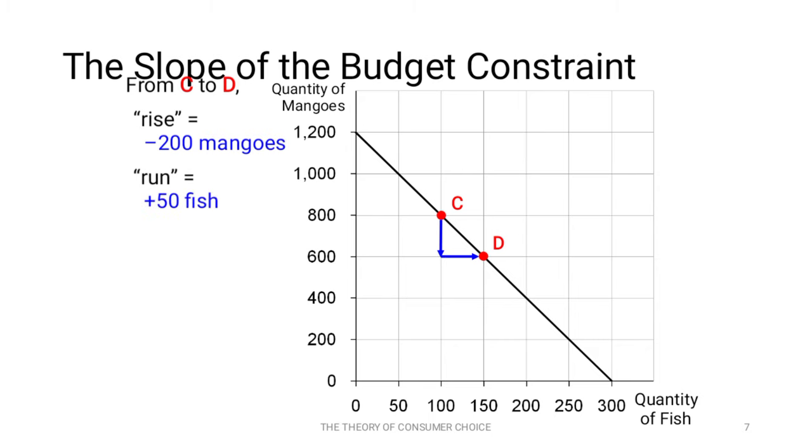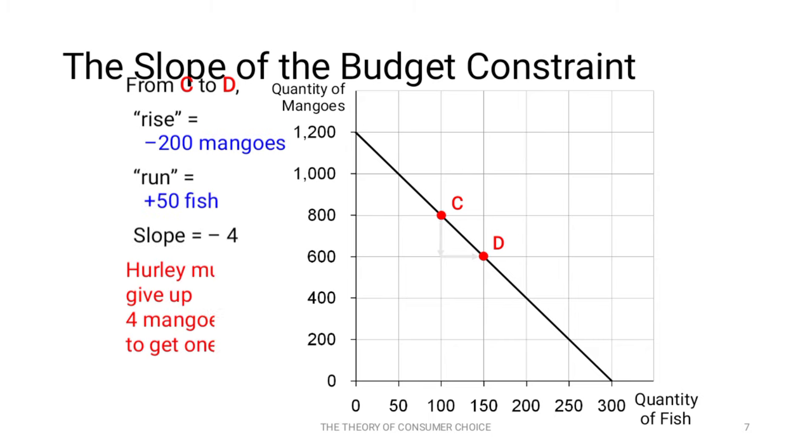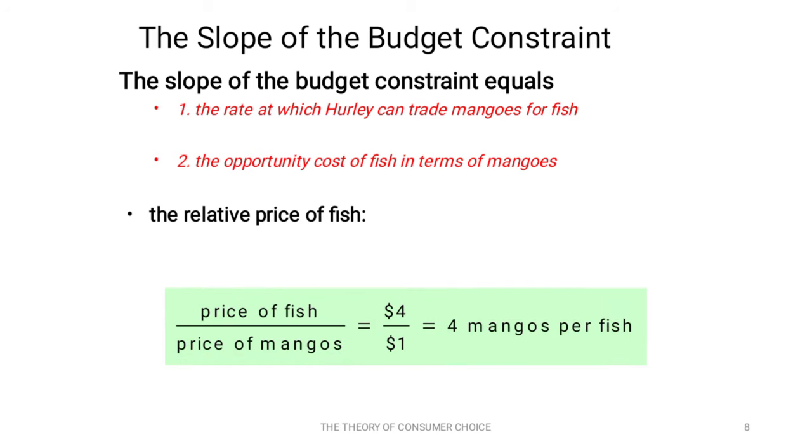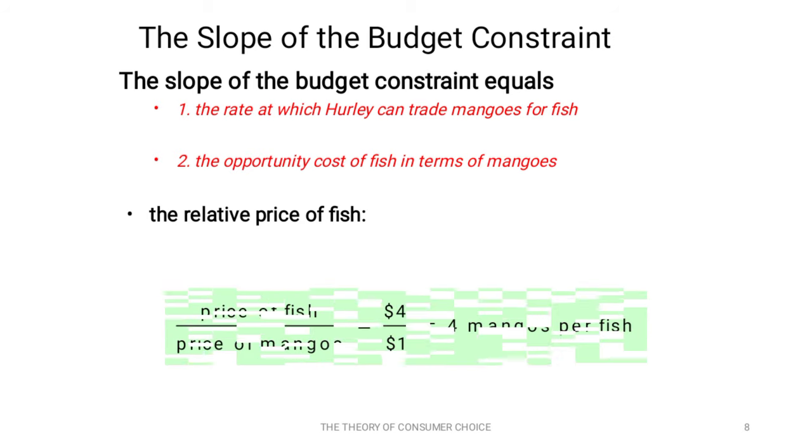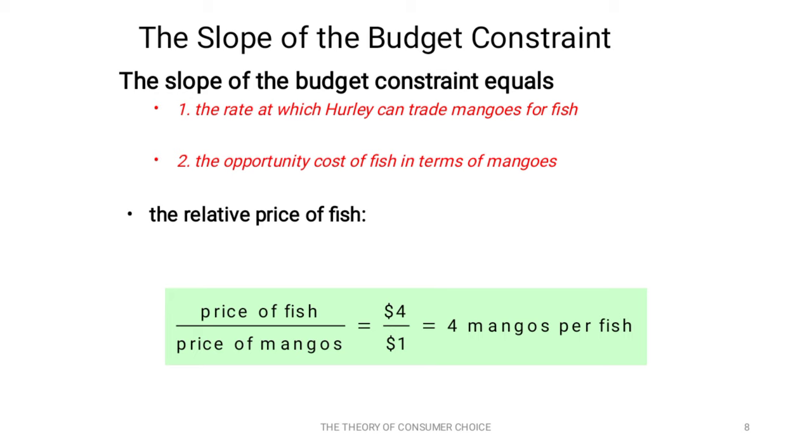200 mangoes and then 50 fish. So the slope is always going to be negative because of the downward slope. There's an inverse relation, so it means that Halim must give up 4 mangoes to get 1 fish. That's what the slope means. So the slope of the budget line is the rate at which Halim can trade off mangoes for fish, and it is the opportunity cost in terms of mangoes.